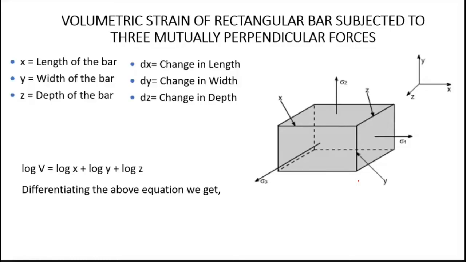Okay, I'm going to consider this. I take x as the length, y as the width, and similarly z as the depth. Similarly dx is the change in length, dy the change in width and dz the change in depth. Now I'll identify the volume of the block. The volume is x into y into z.